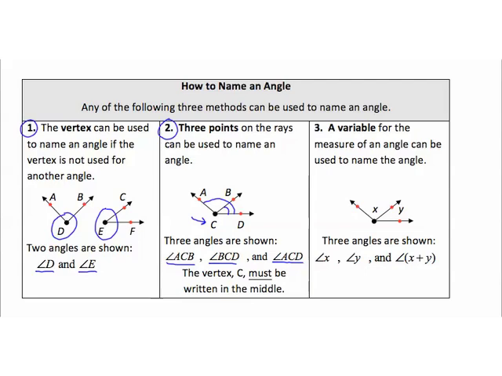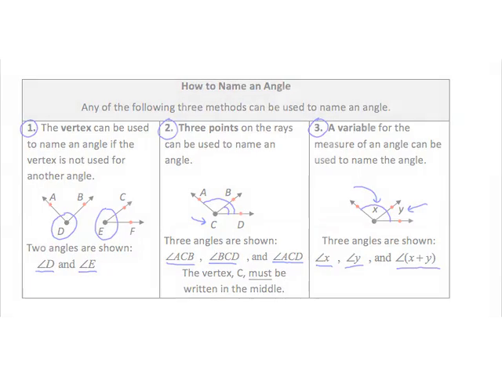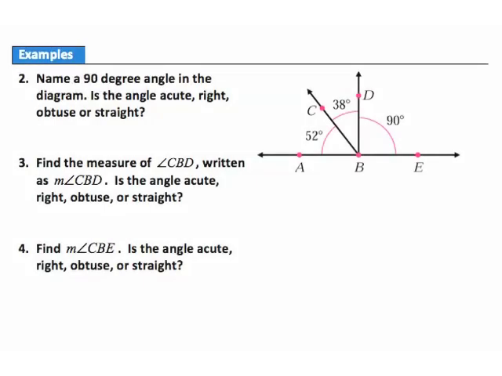So if it's confusing and there's more than one angle at a vertex, we usually use 3 points to identify the angle. Scenario 3 is we can use a variable to identify an angle or talk about the measure of an angle. And so you can see here, we would say that that is angle X. Over here, we would say that that is angle Y. And if we added these two together to get this whole entire angle there, we would call that angle X plus Y. Now let's take a look at some examples that will help you understand how to name and classify some angles in a diagram.